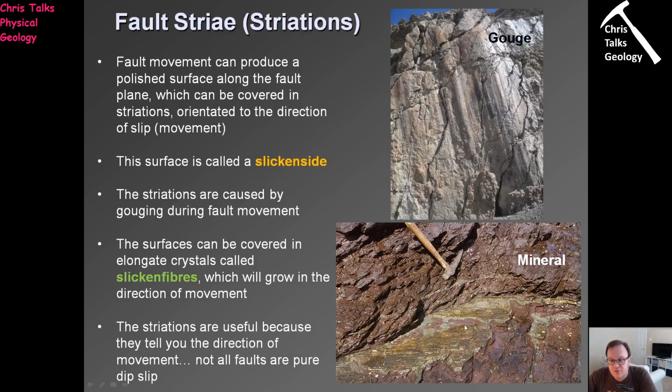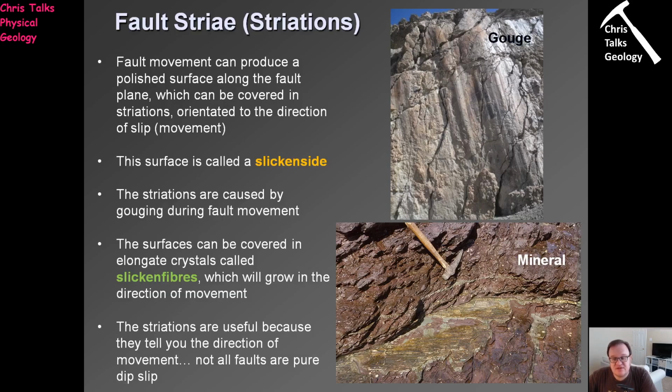And so what you end up with is a range of crystals all orientated parallel to each other, which will essentially produce a set of fault striae. So these surfaces which have been covered in these elongate crystals are called slickenfibers, and the crystals will grow in the direction of movement. So both the gouges and the crystals will tell us which way the fault is moving.